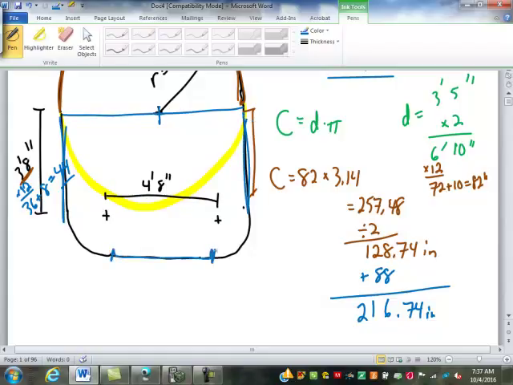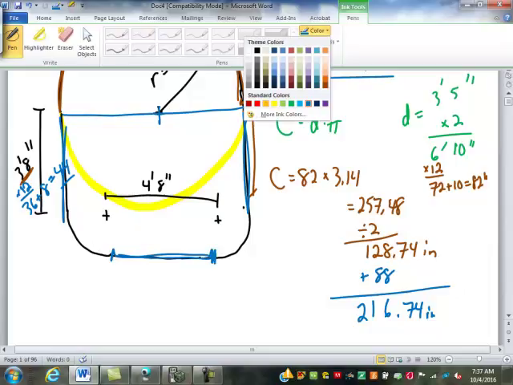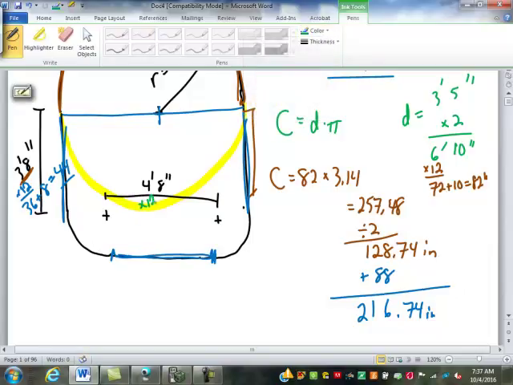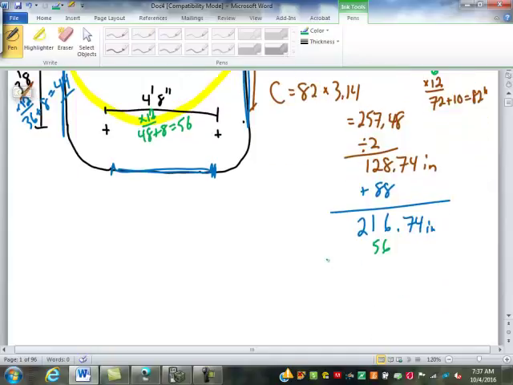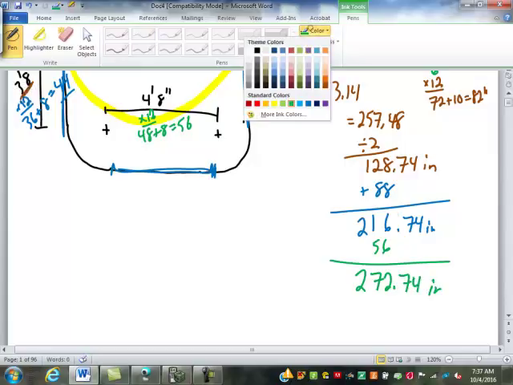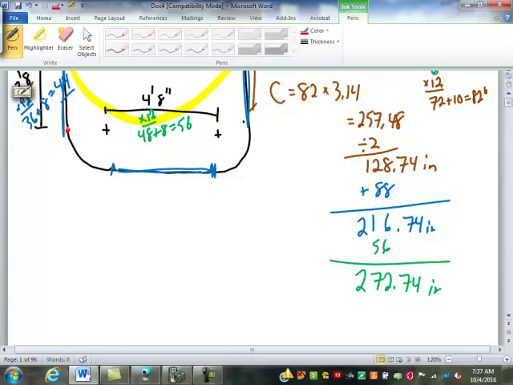This is 4 foot 8 across here. Make that into inches. 4 times 12 is 48 plus 8, 56. I'm going to add 56 to that. So 272.74. And now all I have left are these 2 quarter circles. So I'm going to bring them together and make one half circle, make our life a little bit easier.